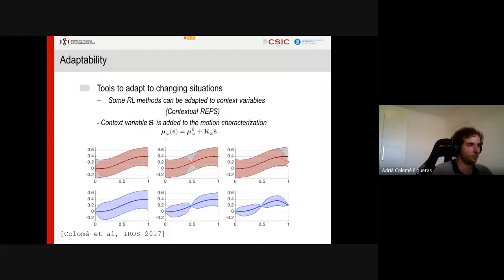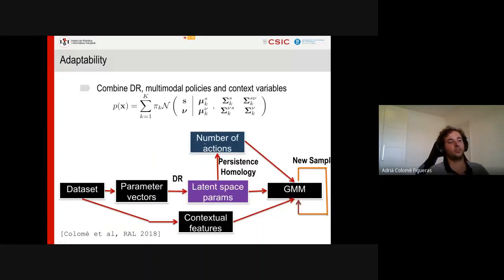and other approaches also modulate these problem parameters or movement primitive parameters with this parameter S, which we can use to condition the movement primitive. And also what we did here was also to combine dimensionality reduction with multimodal policies and these context variables. So basically, we were using this X variable, which would be a concatenation of the context variables and this new latent variable of the ProMP weights.